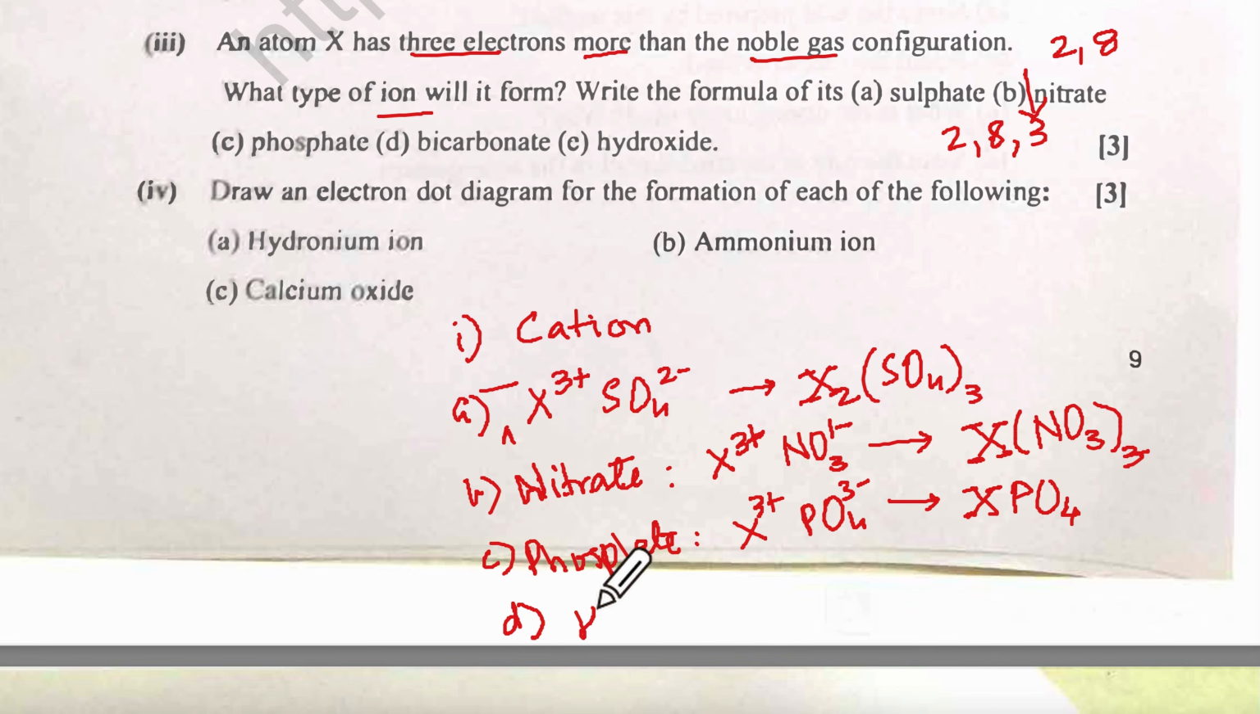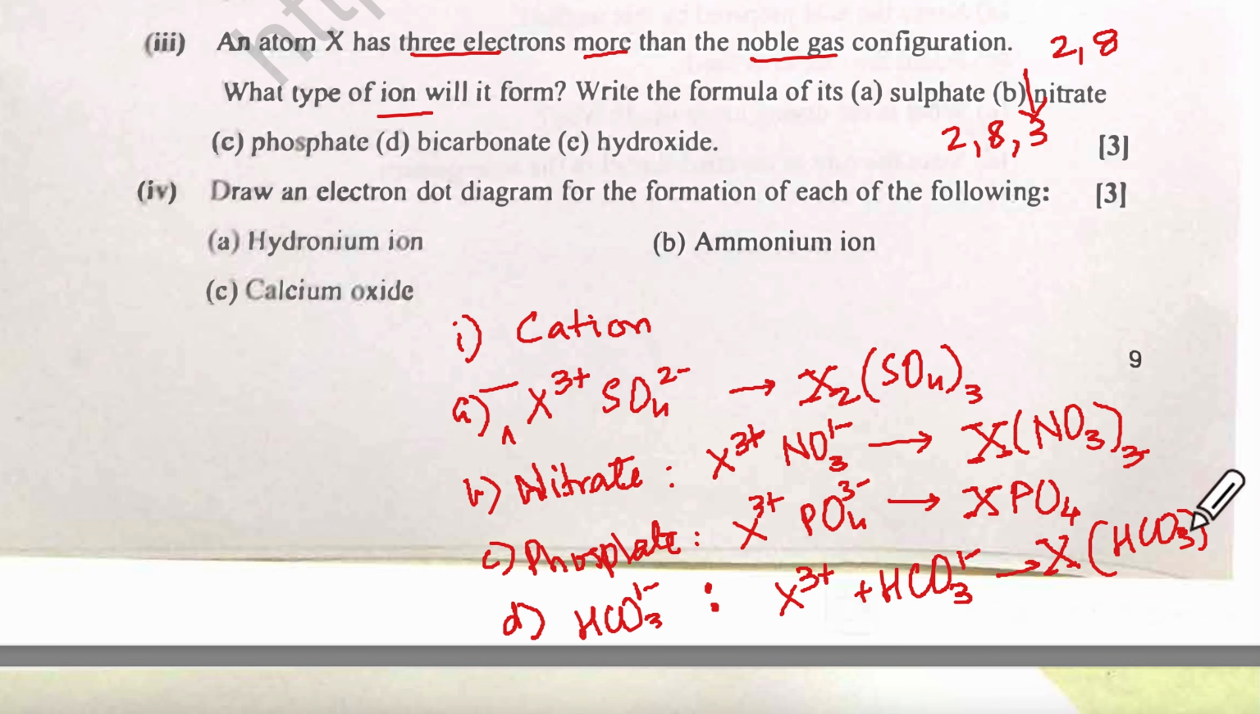D, bicarbonate is HCO3, 1 minus. So X is 3 plus and HCO3 is 1 minus. That will give me X(HCO3)3. Hydroxide: X is 3 plus and OH is 1 minus, so hydroxide would be X(OH)3. You're with me? Yes, ma'am.